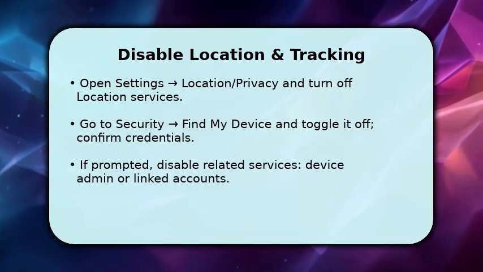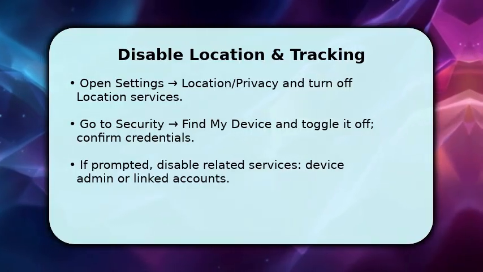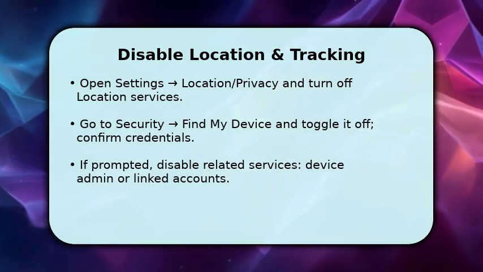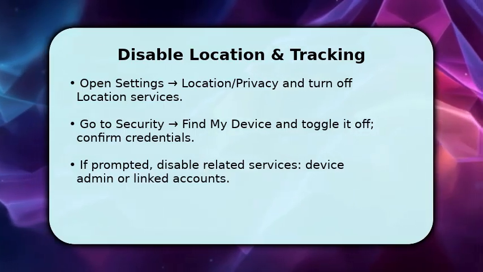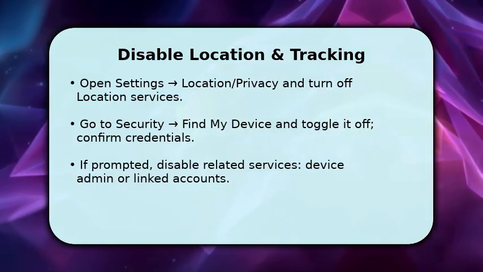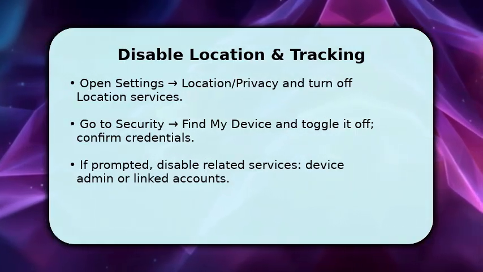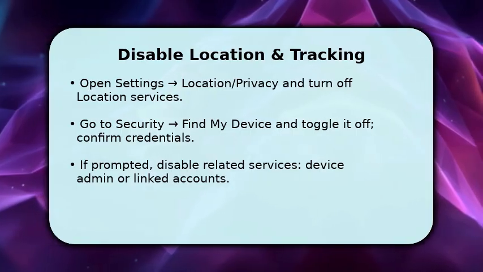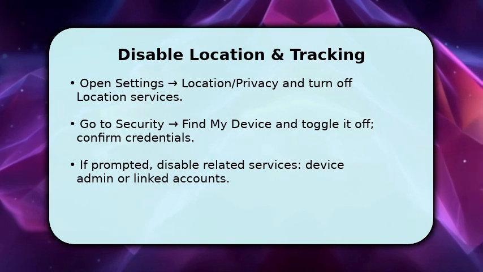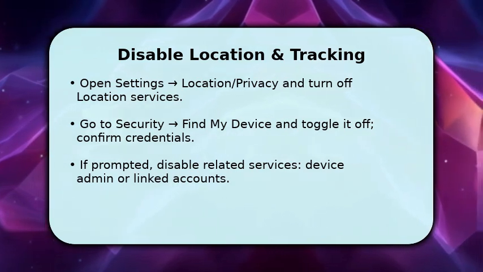Next, locate Find My Device in Security or Google/Apple settings and toggle it off. You will be asked to re-enter your account password or confirm via biometric. Do this to revoke remote tracking permission. If the device is a corporate or admin-enrolled phone, also remove device admin privileges or unlink any mobile device management profiles, because those can re-enable.